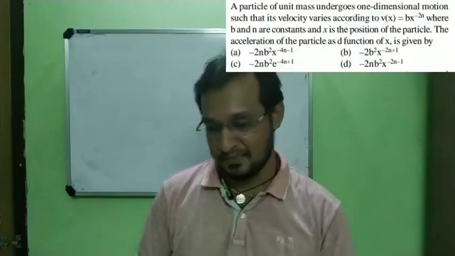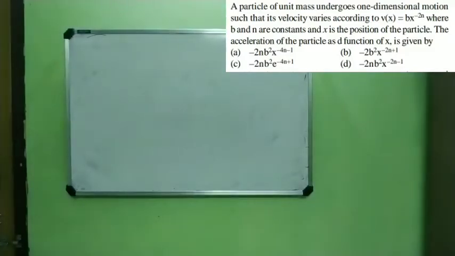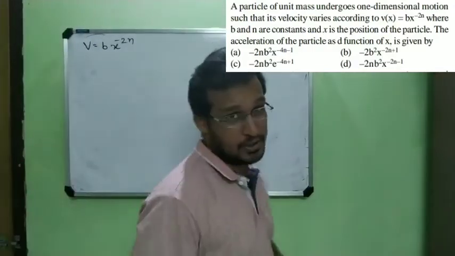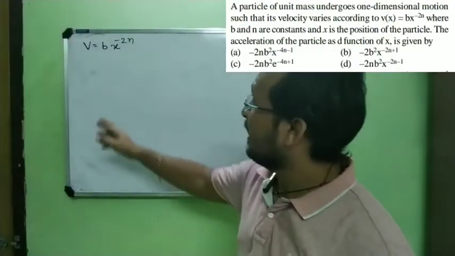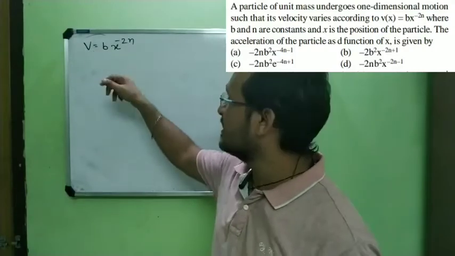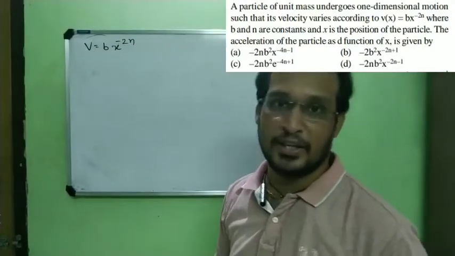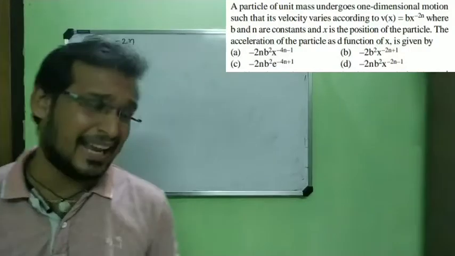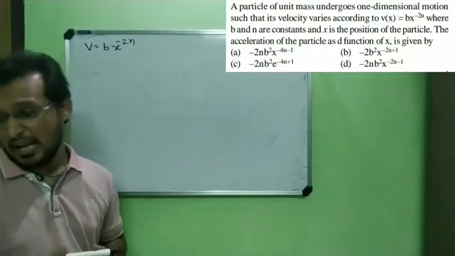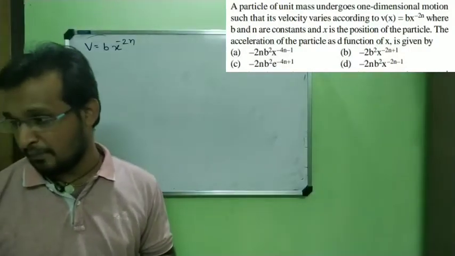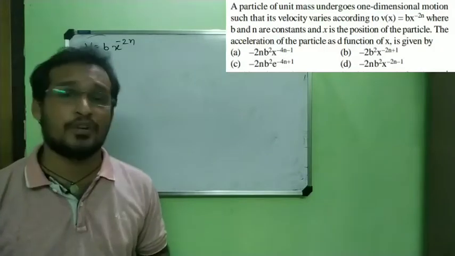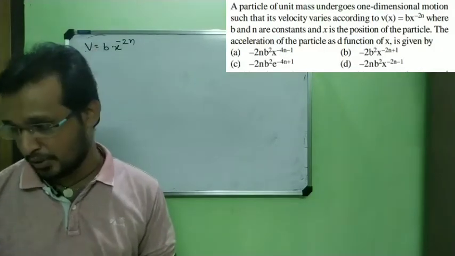So here is the first question of this part. In this question, velocity as a function of distance is given as v equal to b into x raised to minus 2n, where b and n are constants. And there are four options given, and they are asking what is the acceleration of the particle as a function of x. That is the question.